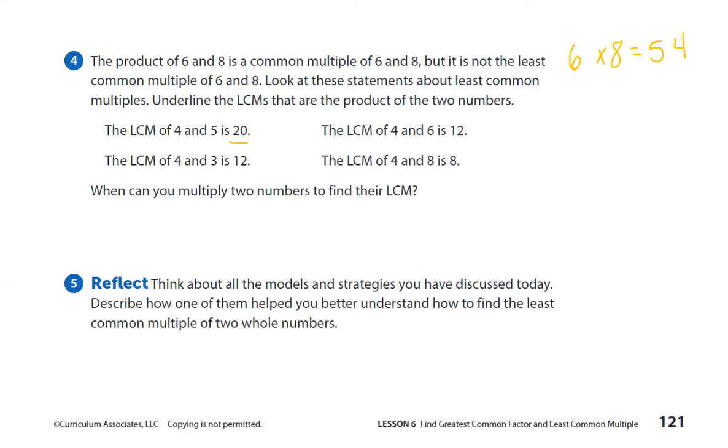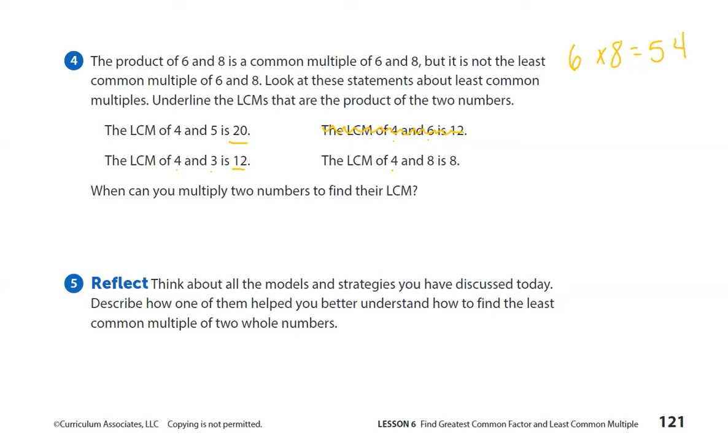Okay. The least common multiple of 4 and 6 is 12. Is 4 times 6 12? Nope. It's 24. The least common multiple of 4 and 3 is 12. Okay, yes. 4 times 3 is 12, and their least common multiple is 12.